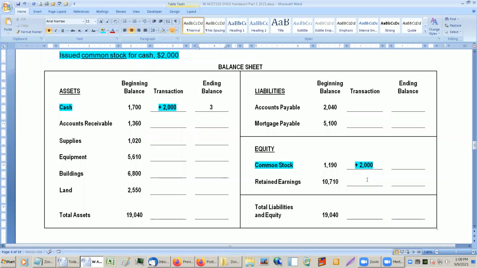Now is that plus 2,000? Is that 2,000 people who now own the stock? It's actually just dollars. For our situation here, we don't have to worry about how many shares and what they paid for it. Just know that whatever cash we got in, that's going to be the same. These two are going to equal.